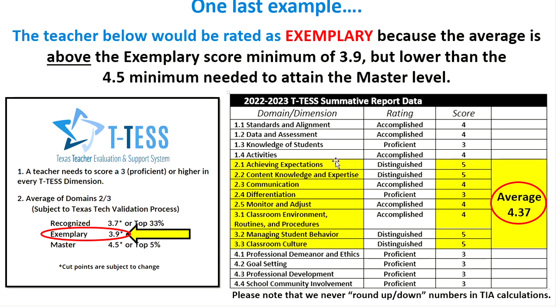So we look over here, go to the state performance standards. We see the teacher below would be rated as exemplary because the average is above the exemplary score, which is a minimum of 3.9, but lower than the master score, which is a 4.5 that was needed to attain the master level. So this teacher would get an exemplary designation for the T-TESS component.